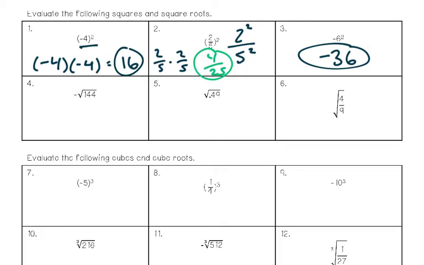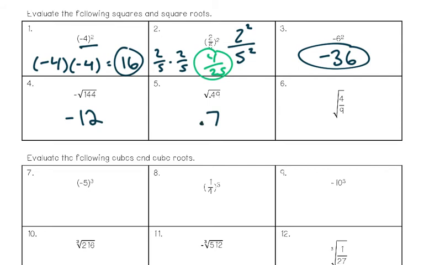Number 4 says take the negative square root of 144. So I know the square root of 144 is 12 because 12 times 12 is 144. And then there's a minus on the outside, or a negative, so I have to put that negative on the outside. Number 5 is a decimal. So I know that my answer is going to be a decimal. What number times itself gives you 49? I know that's 7. And since there's a decimal, I'll just put a decimal there too.